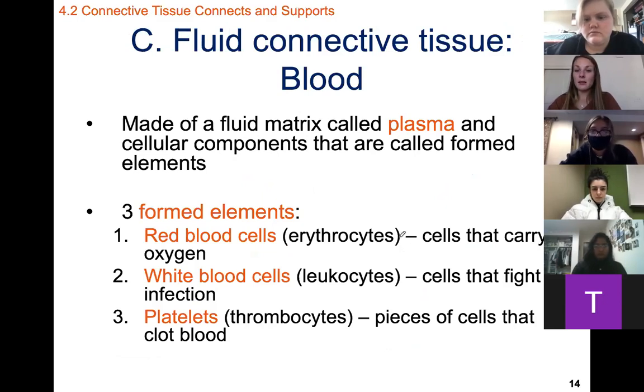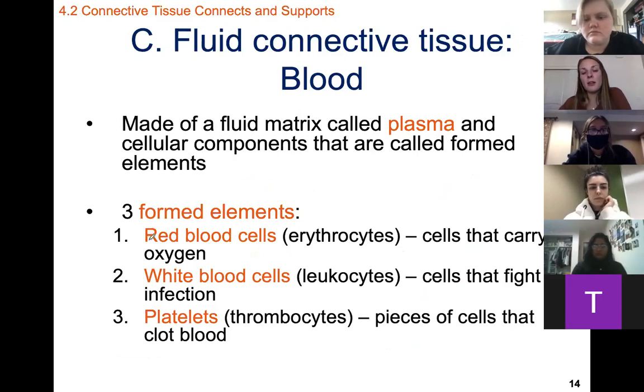The next is fluid connective tissue. So we've had fibrous connective tissue, supportive connective tissue, and now we have fluid connective tissue. And the two different types of fluid connective tissue are lymph and blood. Your blood is made up of three formed elements: your red blood cells. If you ever see the acronym RBC, that stands for red blood cell. And if you ever see the acronym WBC, that stands for white blood cell.